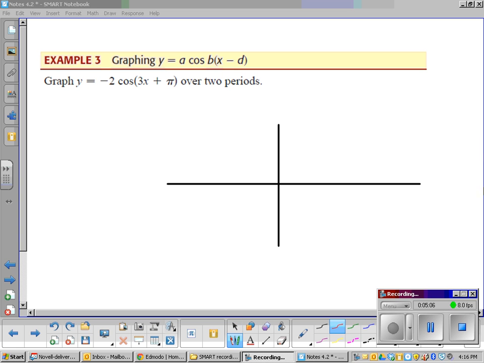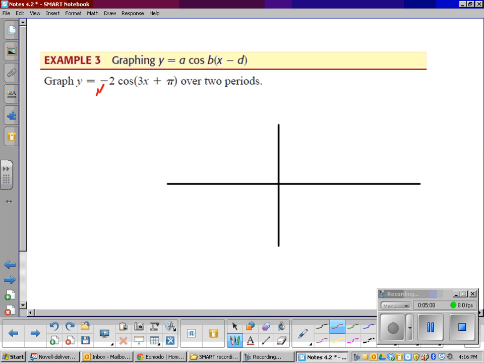Here's an example that has several things going on. Notice that we are going to have a reflection of the cosine graph, a reflection over the x-axis. The 2 indicates a change to the amplitude. The amplitude is going to change the y-axis values. There is no vertical shift on this, so I can go ahead and say from the midline to the maximum is going to be 2, and from the midline to the minimum, we'll put my minimum at -2.